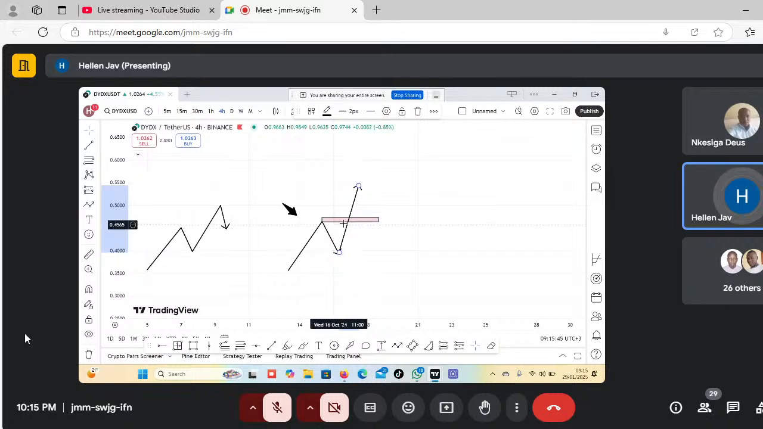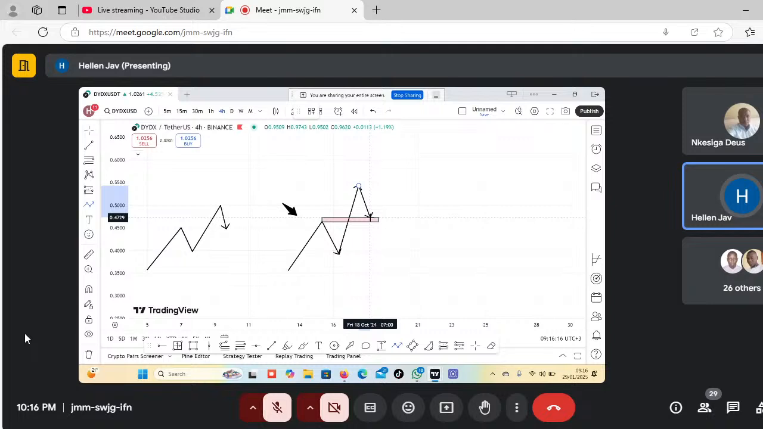One thing you have to know is that the moment a resistance is broken, the next thing which is going to happen is that the resistance has to be retested before the market can continue going up. Meaning, what are we going to wait for? After the market has reached here, we are going to first wait for a pullback. This market has to come from here and come back to test this resistance here. Are you getting my point, guys?